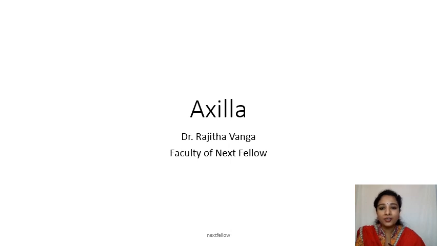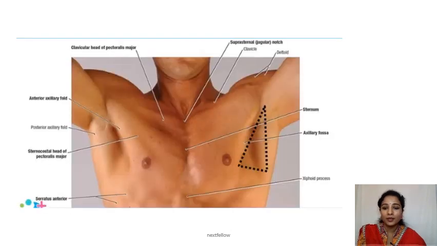So today we are going to discuss axilla and brachial plexus, which are very important for your exams. So axilla, otherwise called armpit in lay terms, is a triangular depression bounded by anterior and posterior axillary folds. Here this is the anterior axillary fold, posterior axillary fold. The triangular depression is the axilla.